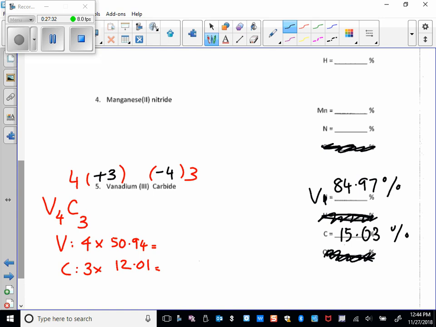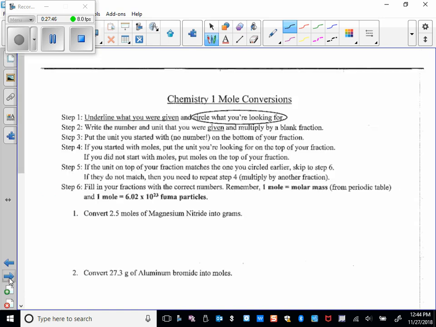So you know how to write formulas. You know how to calculate molar mass. From molar mass, you know how to find percent composition. Are we good? Okay. We're going to move on and do mole conversions. Now we have done this before, but we have done it for an element. Now we are going to do it for a compound.